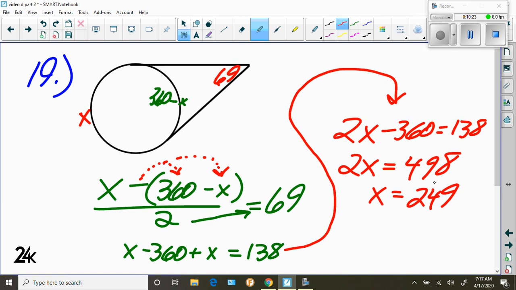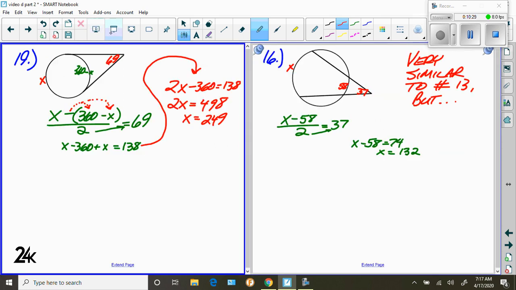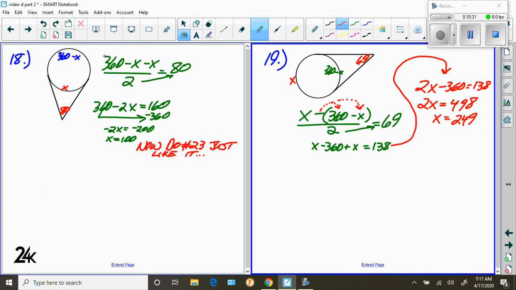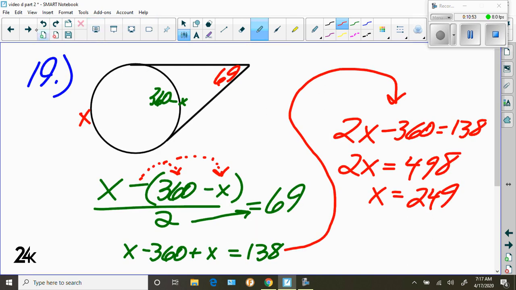Like I said, number 19 was very similar to number 18. But on number 18, the x was the small arc. And on number 19, the x is the big arc. And yes, it does matter because you always have to do big minus small. Okay? Cool. Did we get as far as we needed to get? Let's see. There we go.